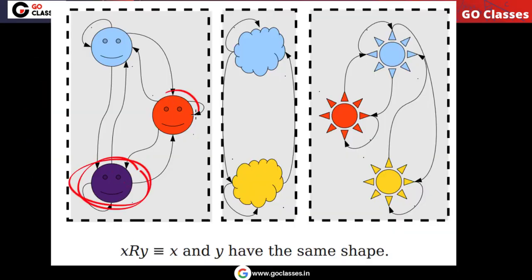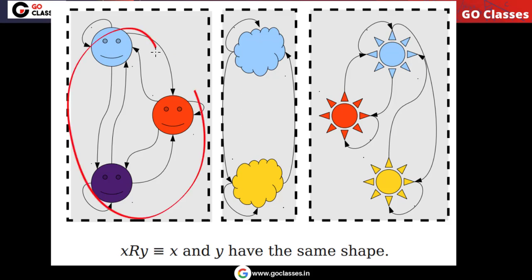So this element is related to this element, also this element is related to itself, and this element is related to itself. So all these three elements are related to each other, all these two elements are related to each other, and those three elements are related to each other. So this is the idea of equivalence relation.